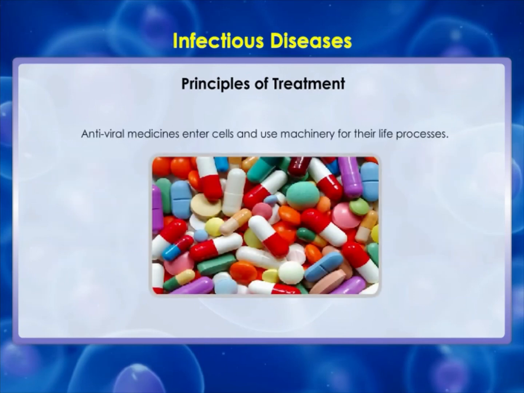One reason why making antiviral medicines is harder than making antibacterial medicines is that viruses have few biochemical mechanisms of their own. They enter our cells and use our machinery for their life processes. This means there are relatively few virus-specific targets to aim at. Despite this limitation, there are now effective antiviral drugs, for example, the drugs that keep HIV infection under control.